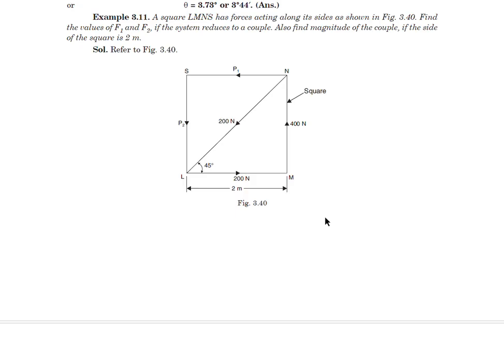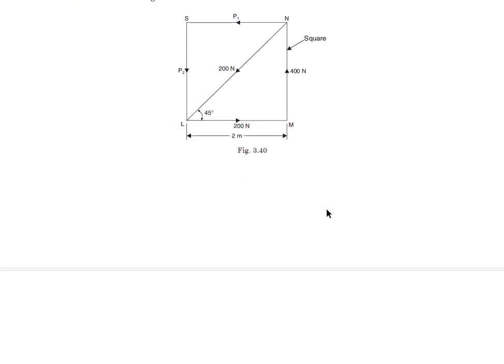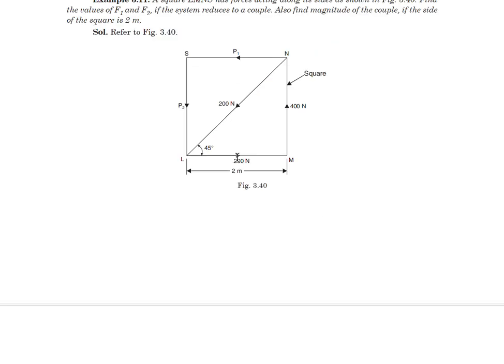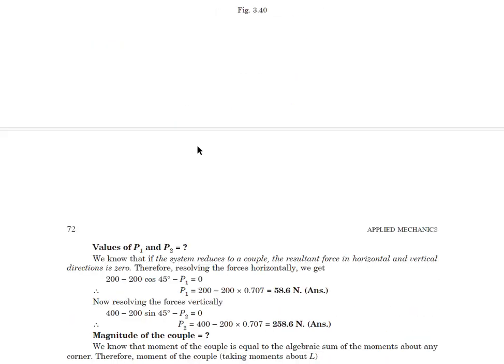2 meter. So F1, F2, I did not find in this figure. Maybe it is P1 and P2. Okay. Now, in this figure, you can see it is a square. The force 200 Newton, 400 Newton is there. 200 Newton is the diagonal force. And there are two unknown forces P1 and P2 or F1 and F2, whatever you may call them.